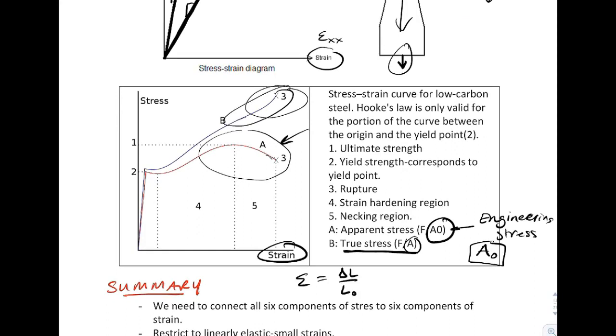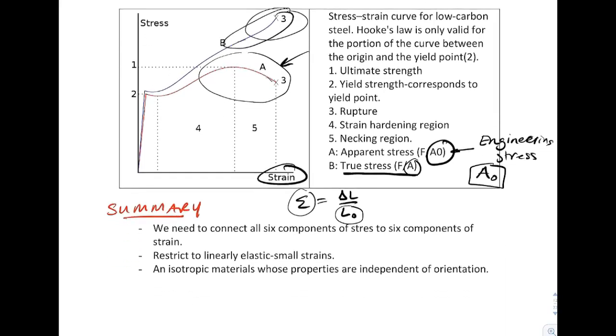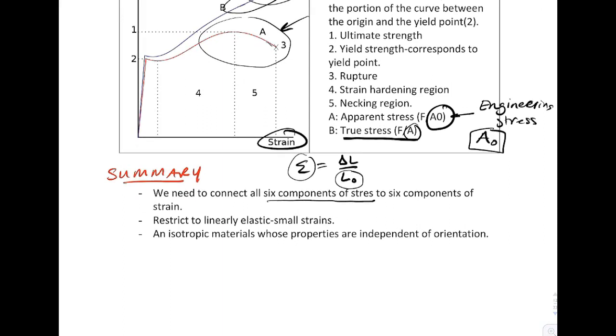But if you did this calculation at each increment, then you would end up with a different initial length. So there's also engineering strain and true strain. So in summary, we've connected the 6 components of stress to strain. We're restricted to linearly elastic, and it has to be isotropic in that the material properties are independent of orientation. All the materials we deal with will be isotropic in this class.